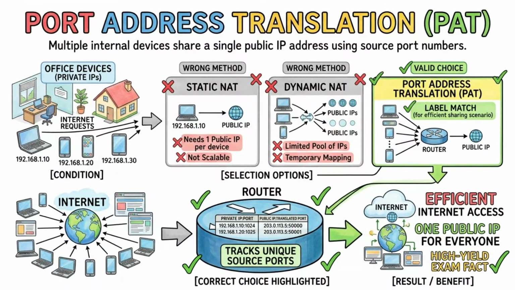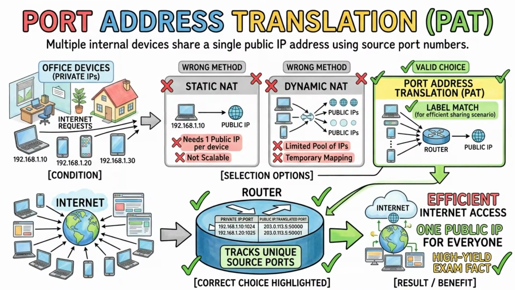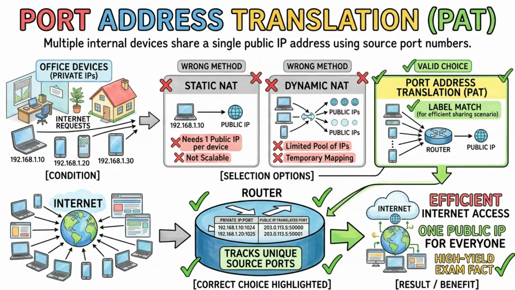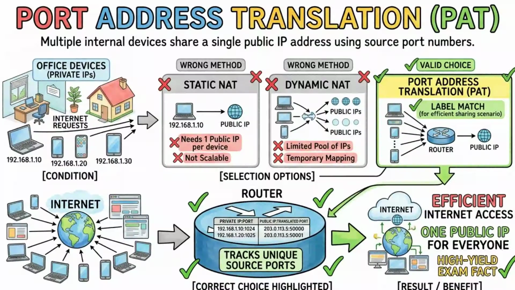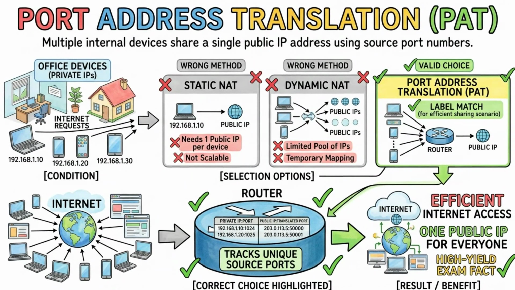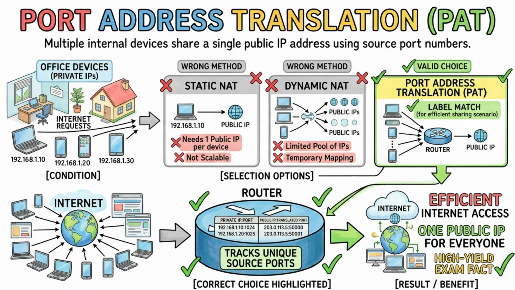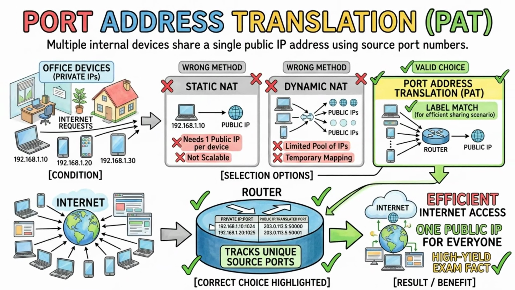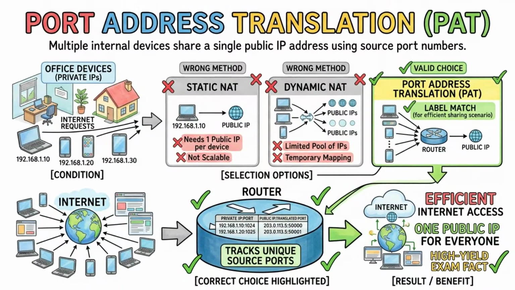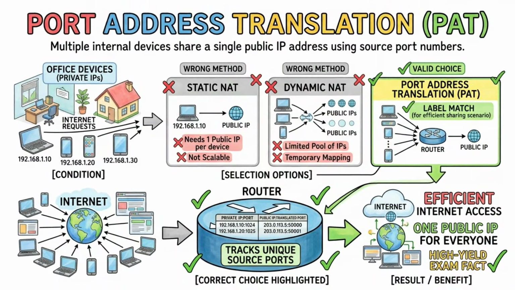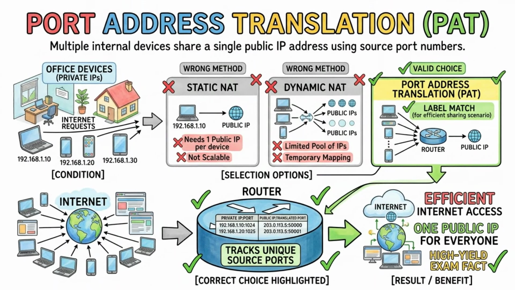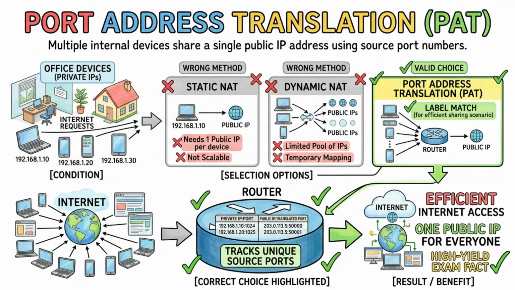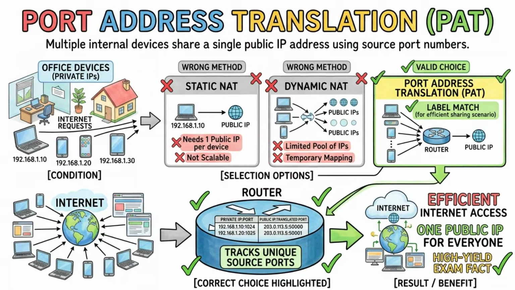The most common variation of this technology used in almost every home and small business is called Port Address Translation, or simply PAT. PAT is the specific network magic that allows 50 different laptops to surf the web simultaneously using only one single public IP address provided by the Internet company. The router achieves this by carefully tracking the unique source port numbers of every single internal data session, keeping everyone's web traffic perfectly separated in its memory. When you see scenario questions about allowing an entire office to access the Internet using a single public IP, the correct answer is almost always port address translation.